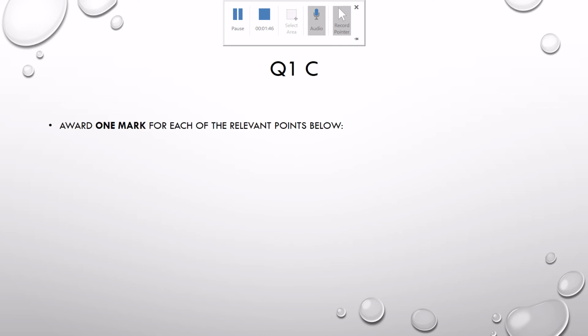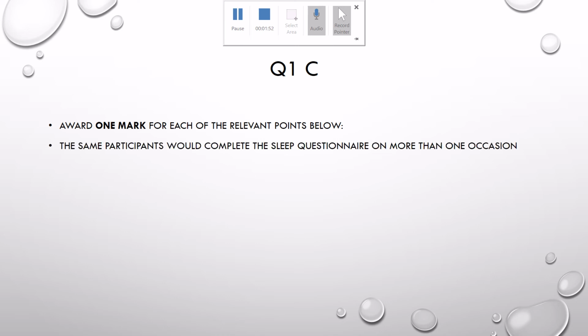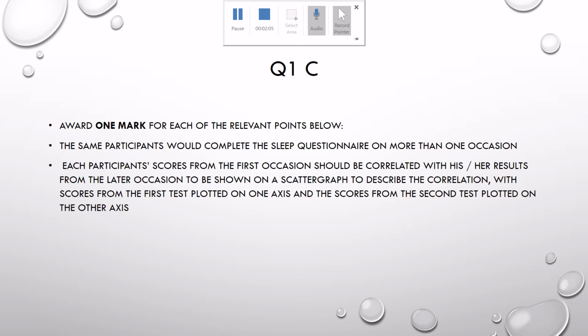Question 1C, you get 1 mark for each one of the following. So I believe it's an explain how question, so as you know, it's a step-by-step guide. So first of all, you would explain for test retest. The same participants would complete the sleep questionnaire on more than one occasion. So if you said you'd get them to complete it once and then a week later you'd invite them back to complete it again, you get a mark for that.